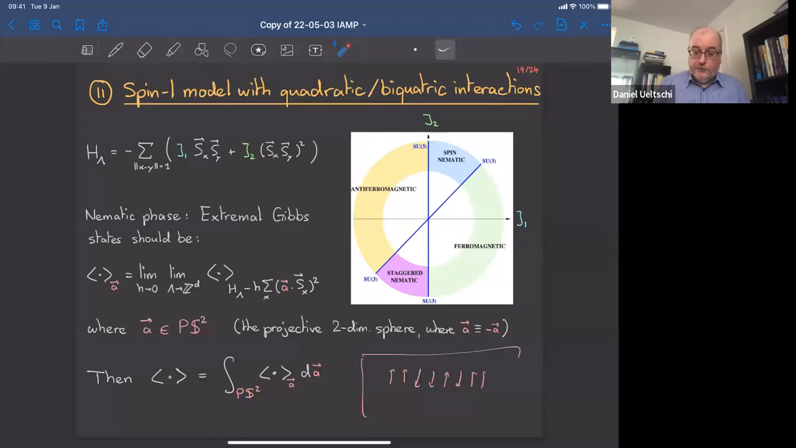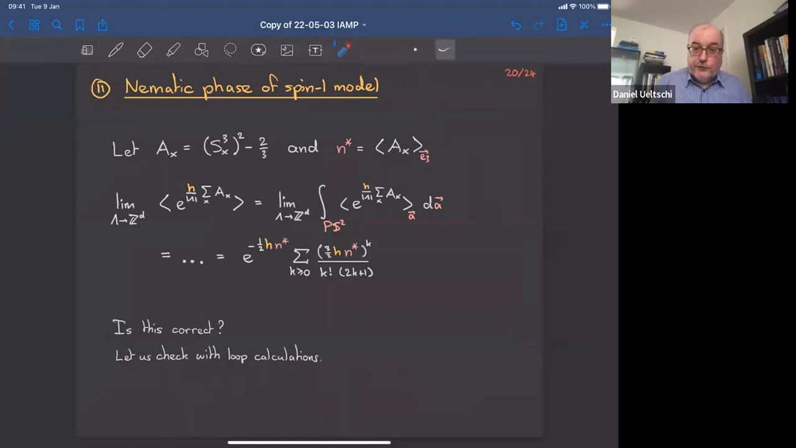So is it true? Well, let's do the calculations. We cannot use spin operators as before, because the expectation of a spin operator, since you can point in one direction or the opposite direction and it's the same, would be zero. What is natural in this spin nematic system is this operator over here. So you take S3, you square it, and you subtract 2/3, so that if you have a symmetric Gibbs state, the expectation of this is zero. And we can define the analog of a spontaneous magnetization, let's call it N star, like nematic, as the expectation of this operator in the Gibbs state pointing in the direction e3.